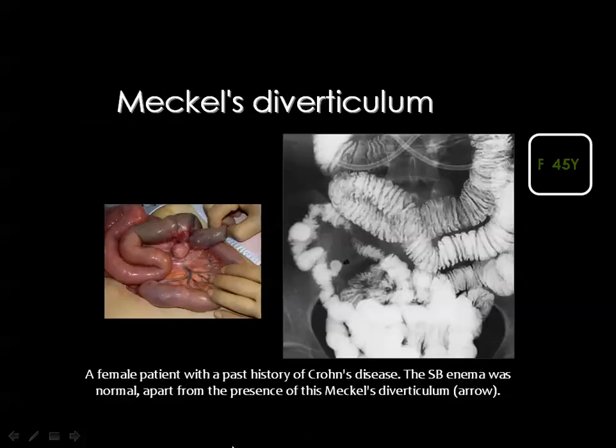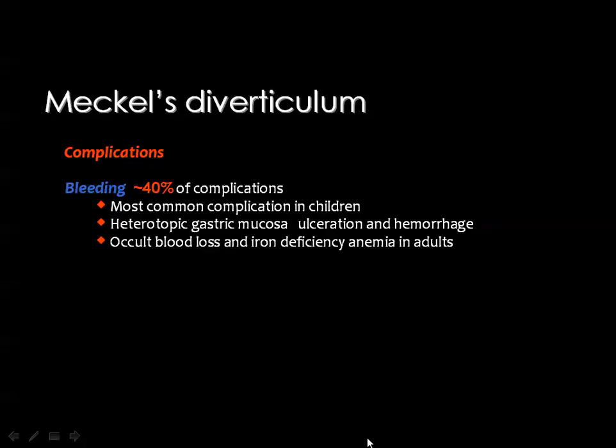Then the diagnosis of Meckel's is very difficult. Actually, via the small bowel enema or by the CT scan, it is very difficult because this diverticulum is usually hidden within the overlapping of the different small bowel loops, but it needs a very high clinical suspicion in order to diagnose this Meckel's diverticulum. Then this diverticulum may have a lot of complications, particularly the bleeding.